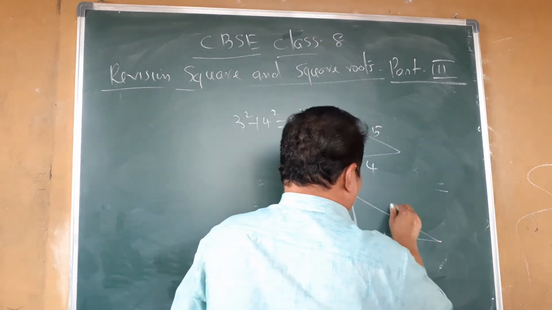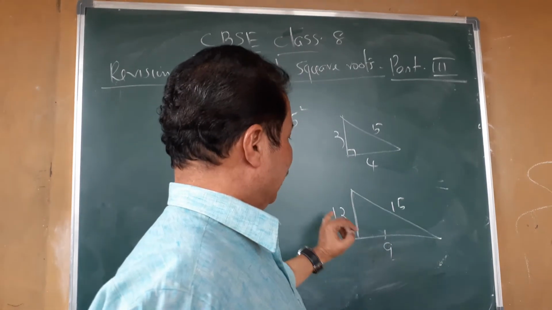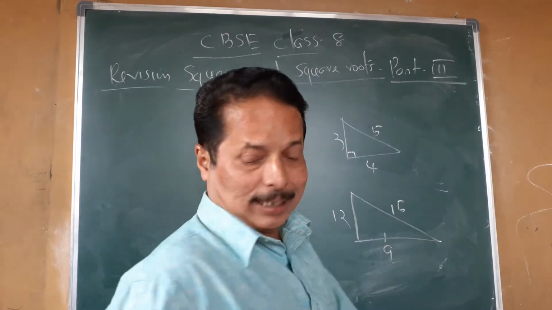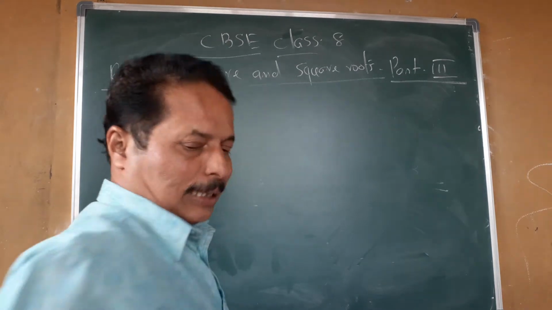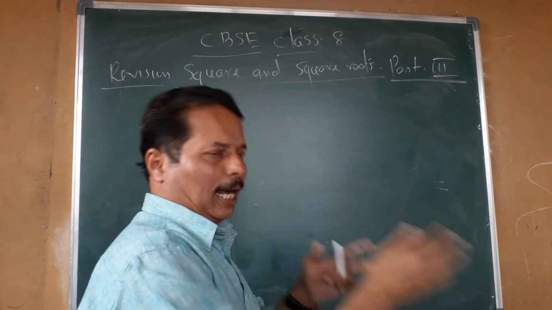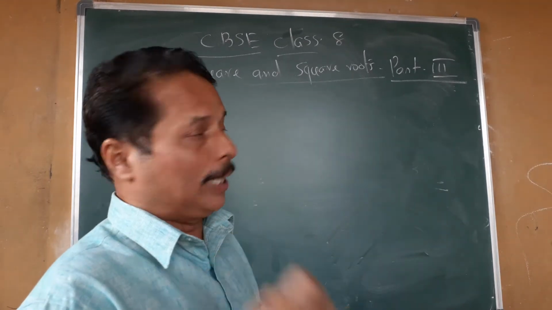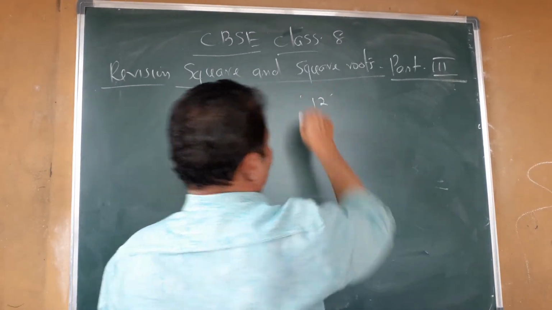Similarly, 12, 9 and 15. 12 square plus 9 square is 144 plus 81, 225. 225 is the square of 15. So they are Pythagorean triplets. The sum of squares of two numbers is equal to the square of the other number. They are Pythagorean triplets. The question is to write the Pythagorean triplets if one of the numbers is 12.